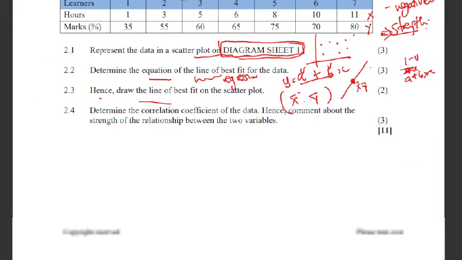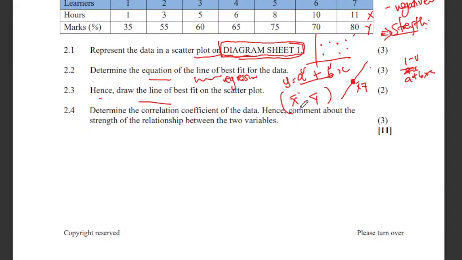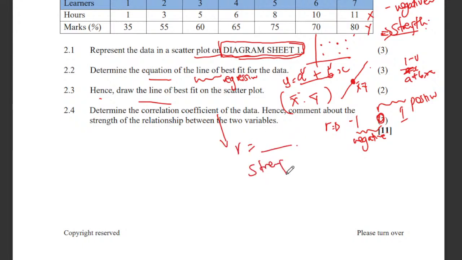Use your calculator to determine the correlation coefficient. So that R value, remember, it's between -1 and +1. If it's between 0 and 1, the correlation is positive, and if it's between 0 and -1, the relationship is negative. Now, first determine the R with its number, then comment on the strength, and then comment on the relationship.